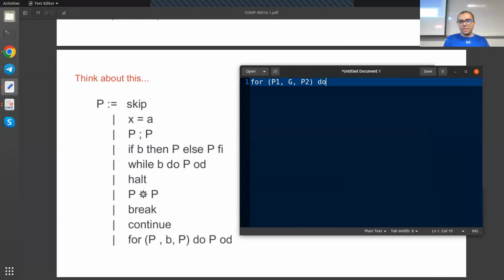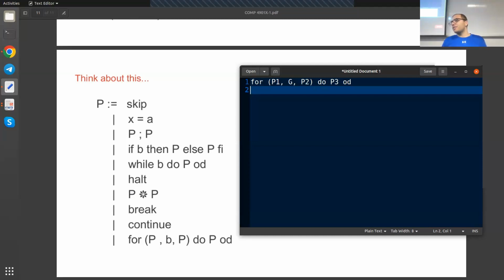Okay, so let's say I have P1 and then I have some condition G, and then I have P2 and I say do P3. What does this mean? This means that I'm initializing with P1, so I'm doing P1 first, and then I'm basically doing a while. And what does my while do? My while checks G every time. If G is satisfied, my while does P3. And then at the end of it, it does P2 and checks G again.